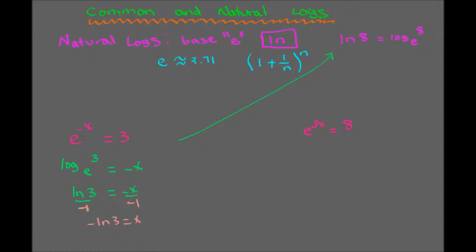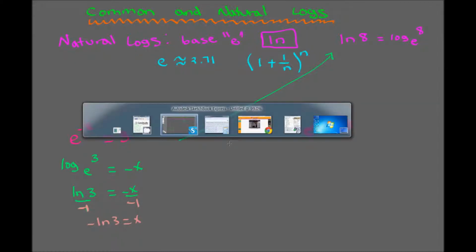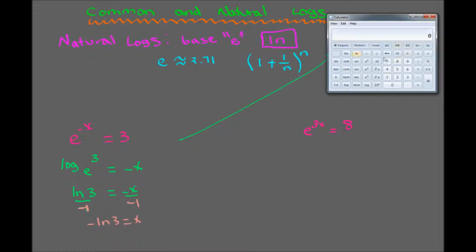So we pull out our calculators, and we get negative ln of 3 is equal to negative 1.0986, and so on. So that's approximately negative 1.1.